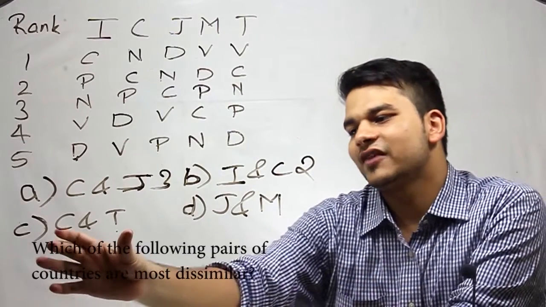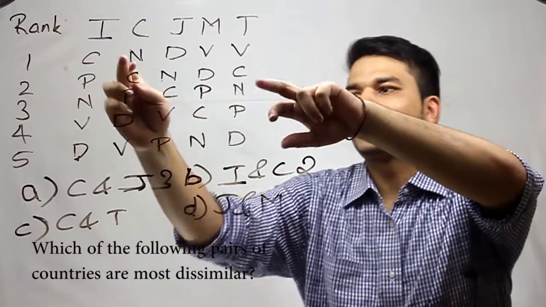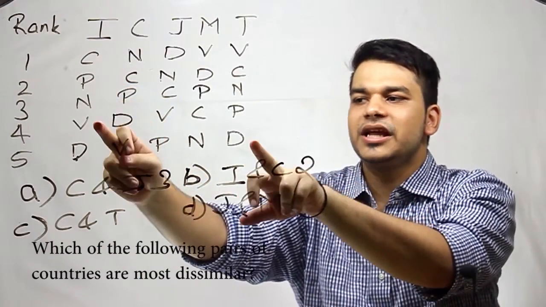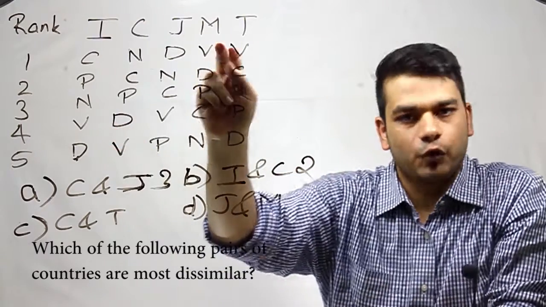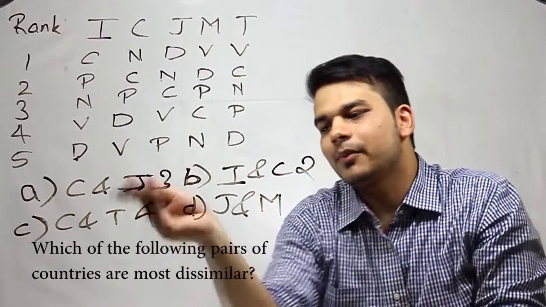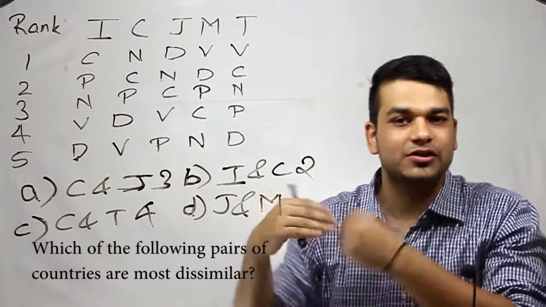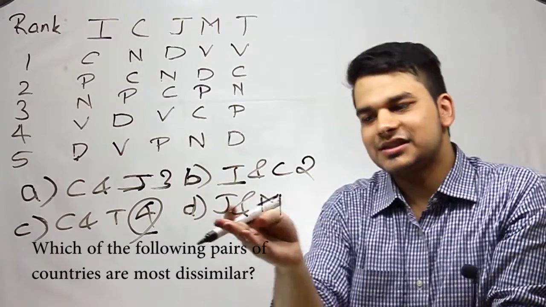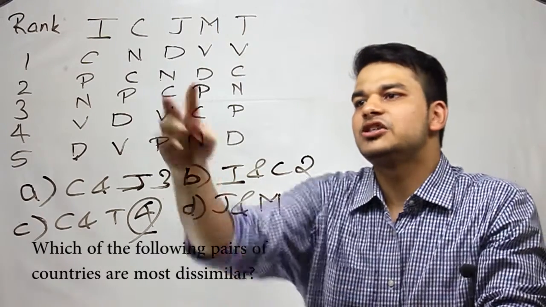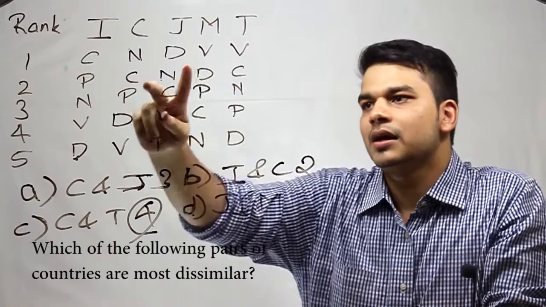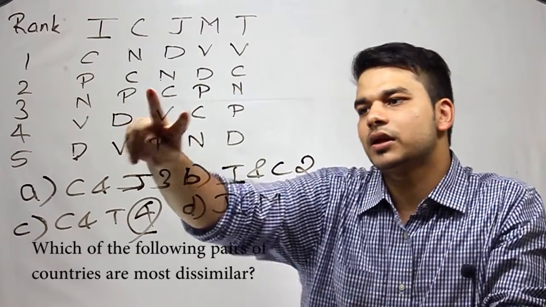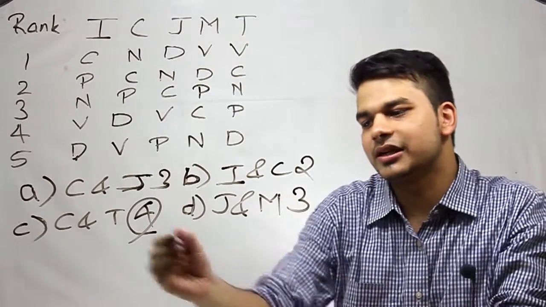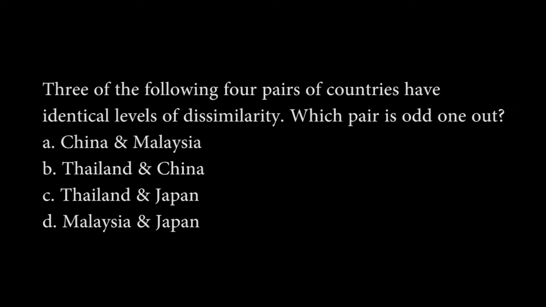For third we have China and Thailand. So for N it will be 2, C it will be 0, P it will be 1, D it will be 1 and V it will be 4. Actually the problem ends right here because I told you the maximum difference can be 4. Okay, but we'll just check it out here. In Japan and Malaysia, the difference between D is 1, N it is 3, C is 1, V is 3 and P is 2. So in this case it will be 3. So the answer is option C.